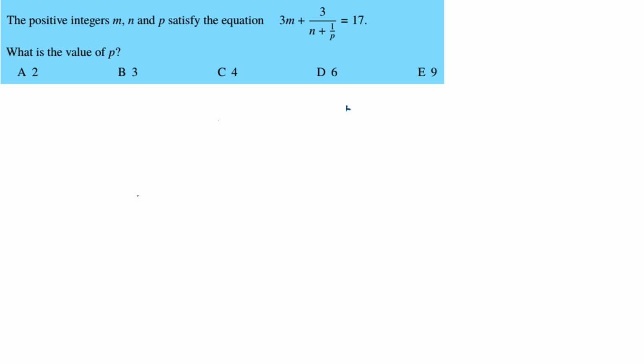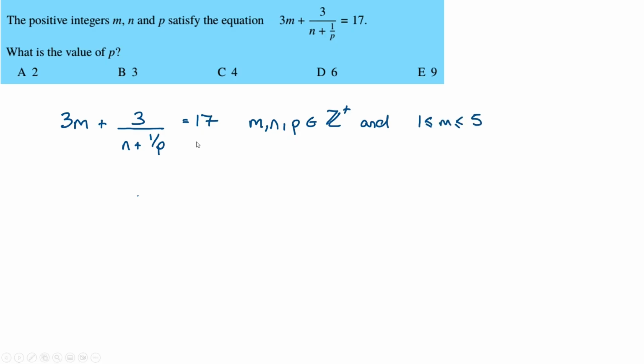Okay, so my method is as follows. Let's just write down what we have. 3m plus 3 over something equals 17. And I'm told that m, n and p are all positive integers, okay, so far. And also, because 3m and everything's positive, it must be the case that m can't be greater than 5, because if it was greater than 5, I'd be above 17, and therefore that, of course, wouldn't work.